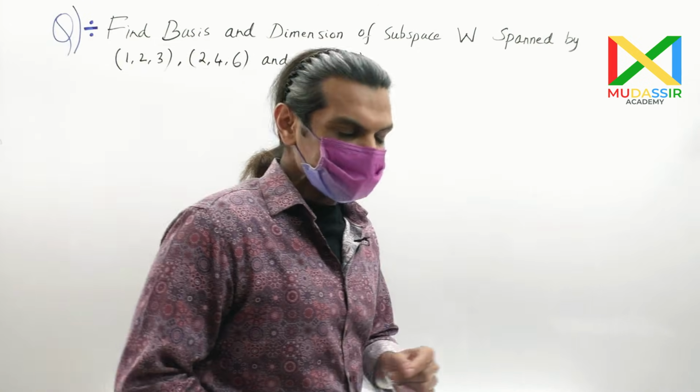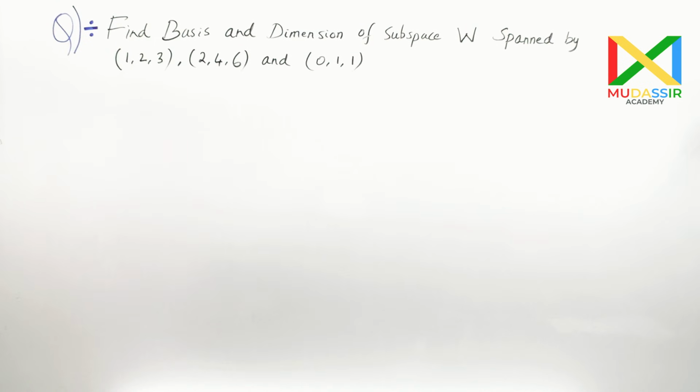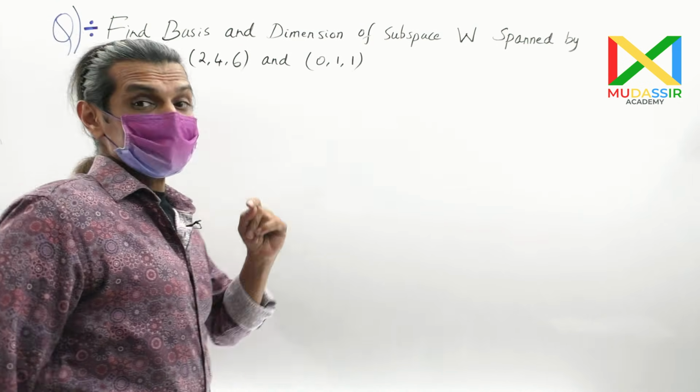Engineering Mathematics 1 syllabus. The problem is: find the bases and dimensions of the subspace W spanned by the vectors (1, 2, 3), (2, 4, 6) and (0, 1, 1).